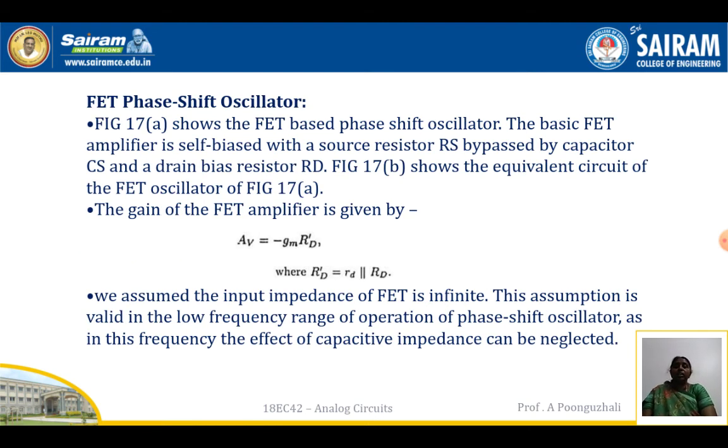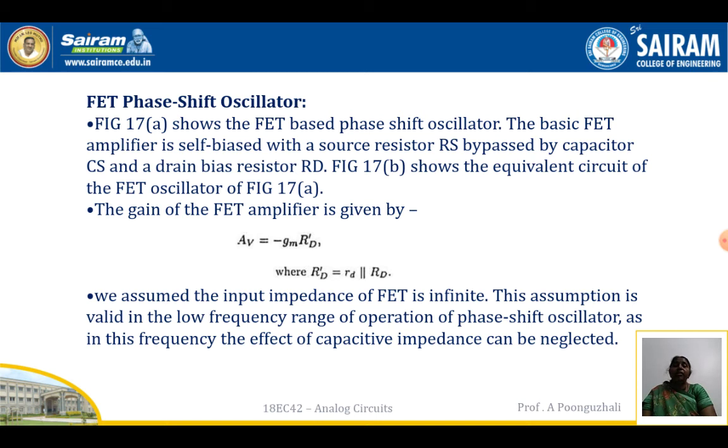Next we are going to see the FET phase shift oscillator. In the FET based phase shift oscillator, the basic FET amplifier is going to be self-biased with a source resistance Rs bypassed by the capacitance Cs and a drain bias resistor Rd. So here the gain of the FET amplifier is going to be given as AV is equal to minus Gm into Rd dash, where Rd dash is equal to Rd parallel Rd.